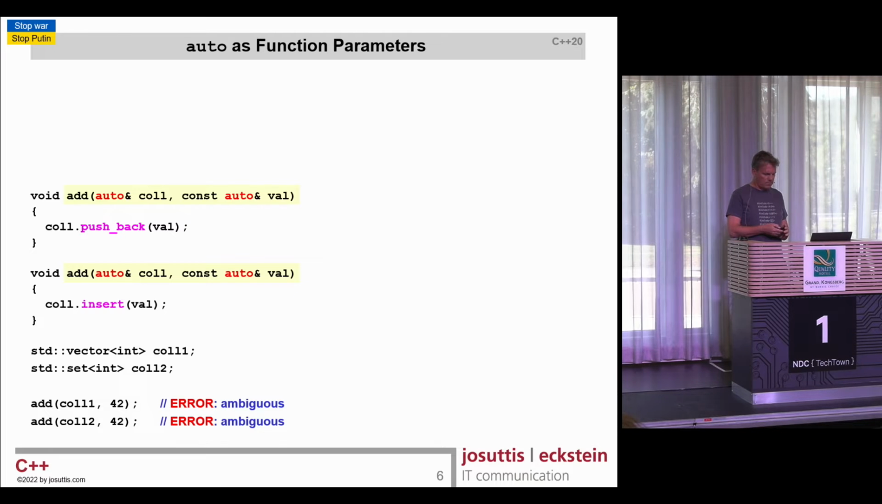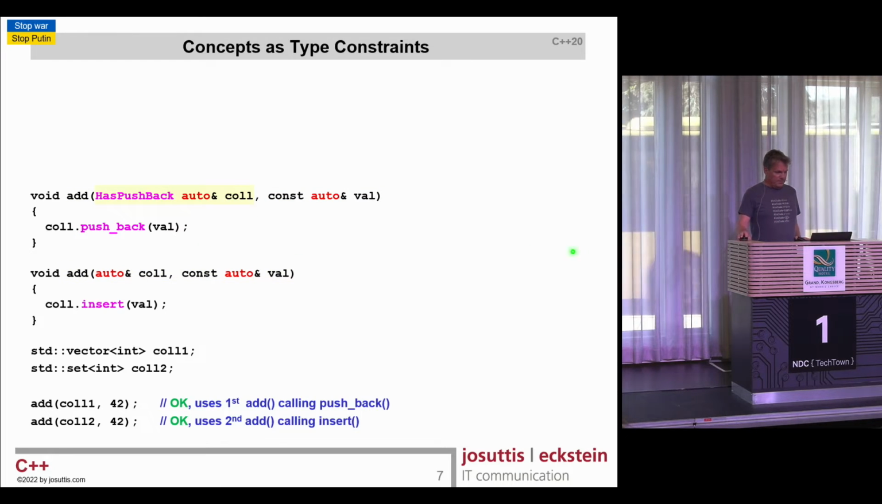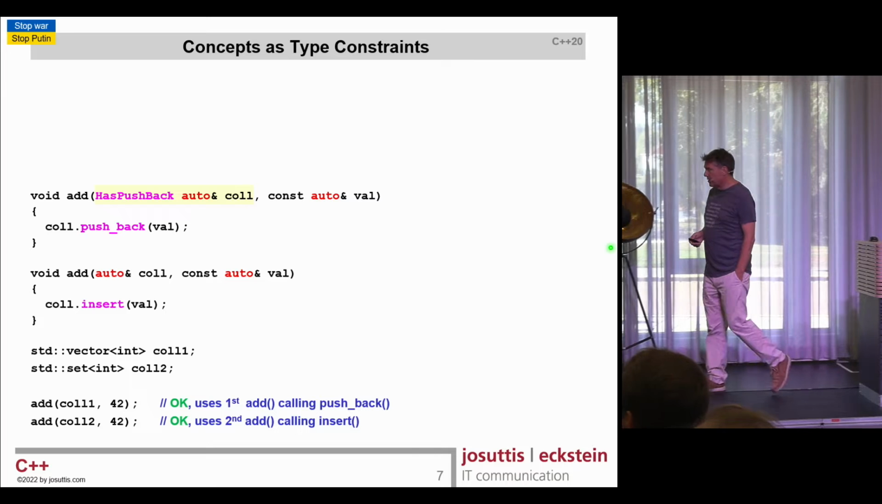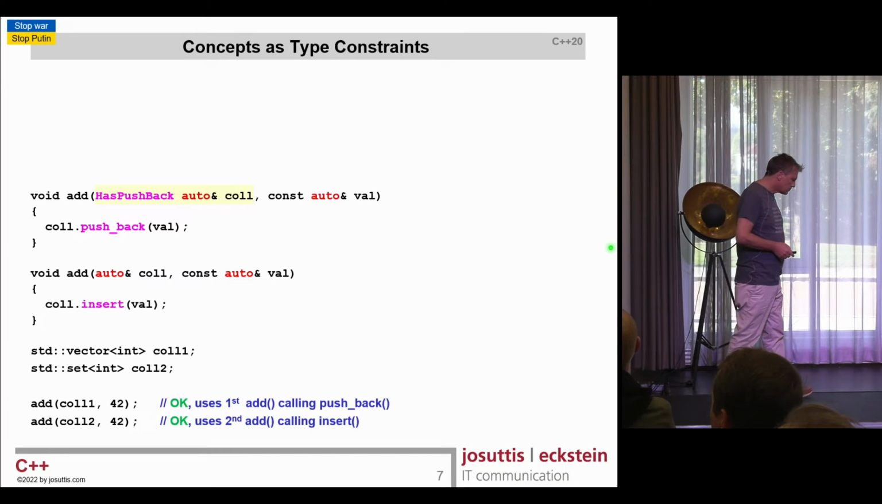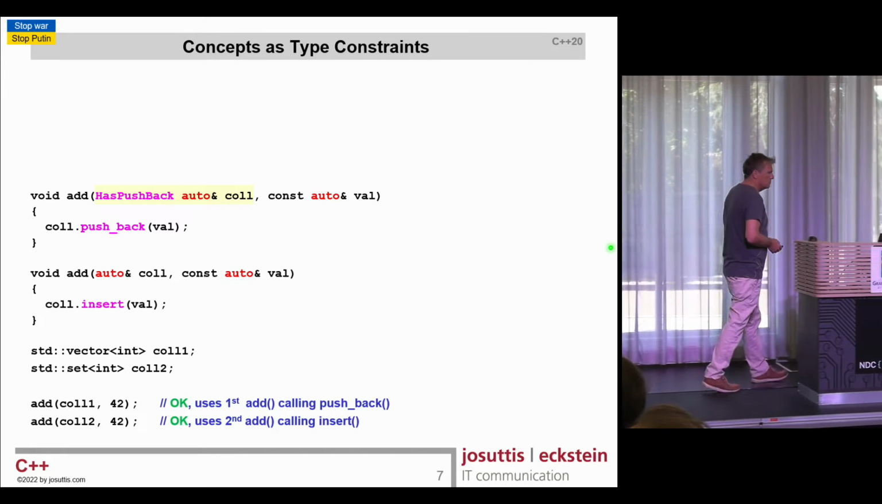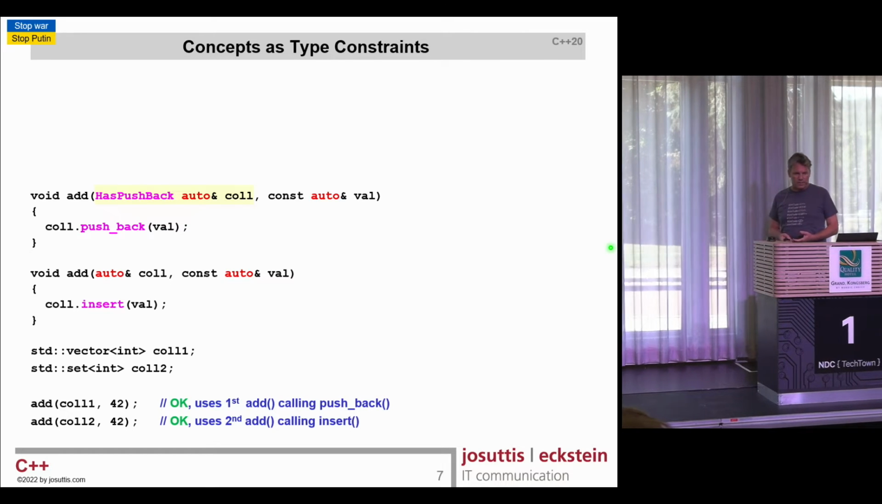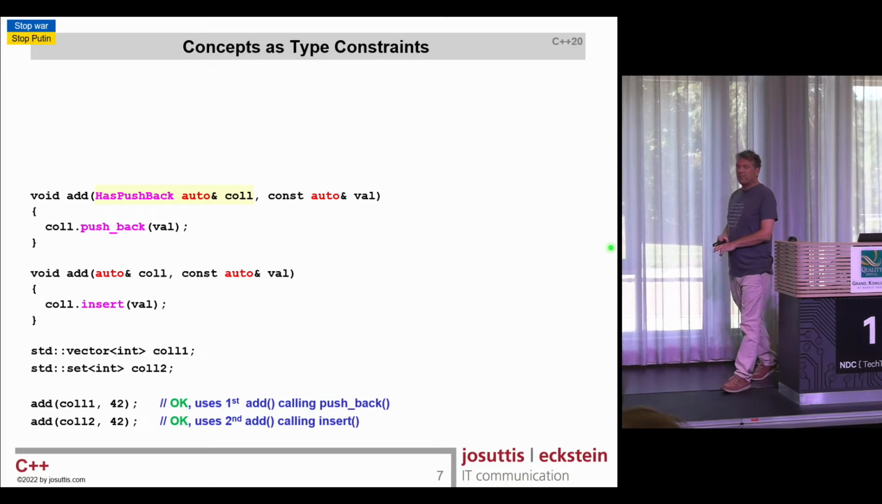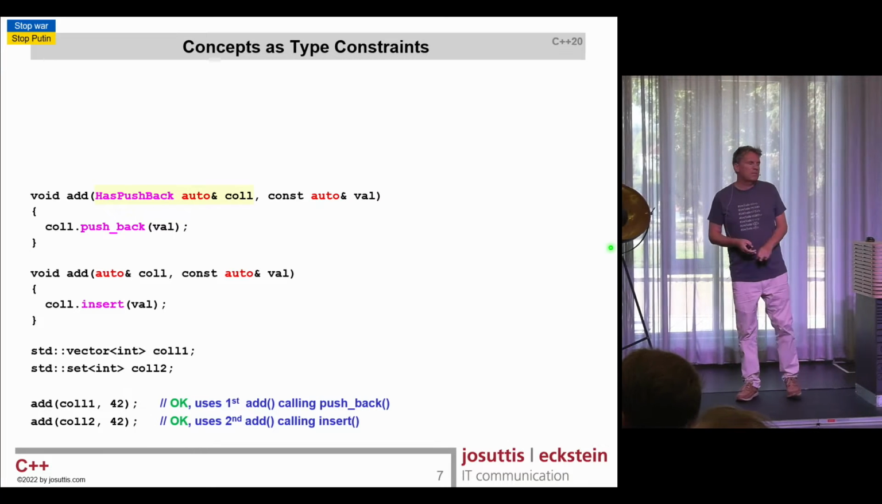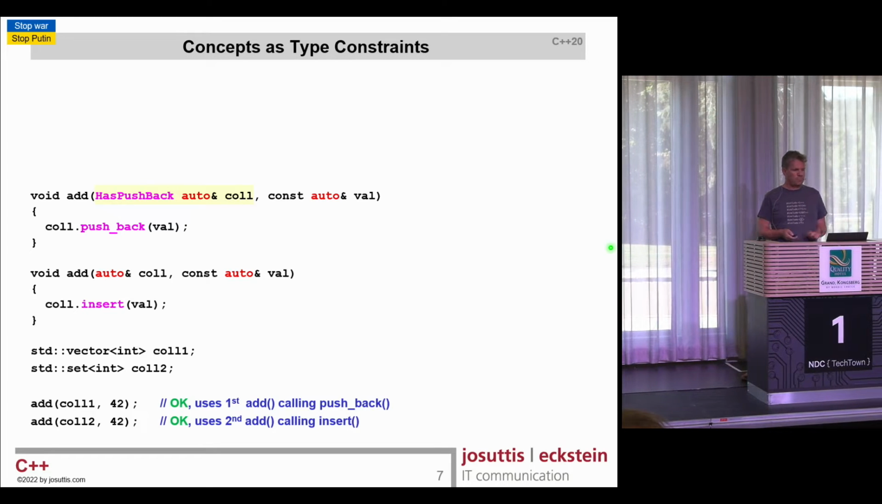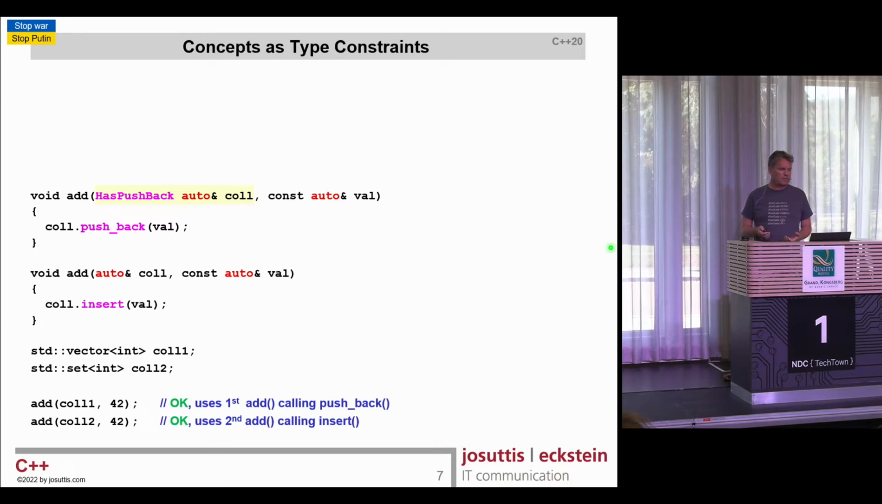And the better way is to place a constraint on the declaration. So here, the constraint we use is has_push_back. So the collection we pass, which is still generic, that's why you use auto here, you cannot skip auto here, has a type constraint. It has to support push_back. Where does this magical has_push_back come from? Well, this is what we have introduced in C++20, a concept.